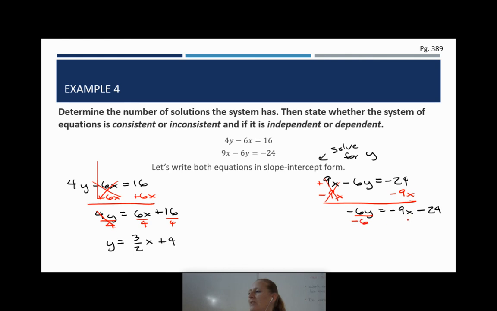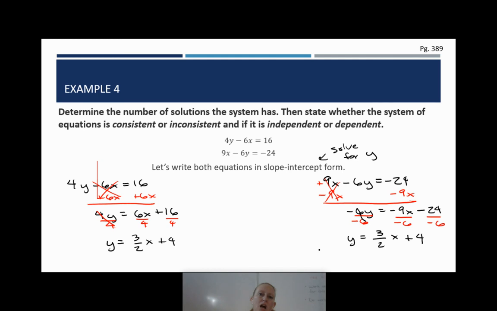So let's divide by negative 6, but we have to do it to everybody, right? We've got to be fair. So those cancel out, and I have y equals negative divided by negative is a positive. Again, I don't want to leave it as 9/6, so I want to simplify my fraction. If I divide each by 3, 9 divided by 3 is 3, 6 divided by 3 is 2. Awesome. So 3/2 x. Negative 24 divided by negative 6 is a positive 4. Wait.